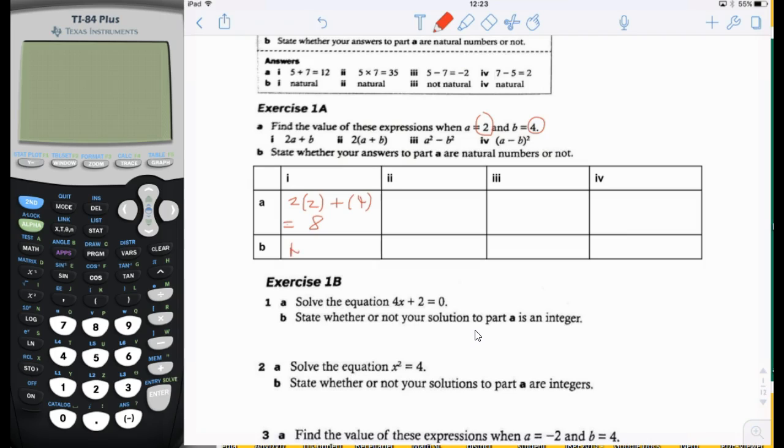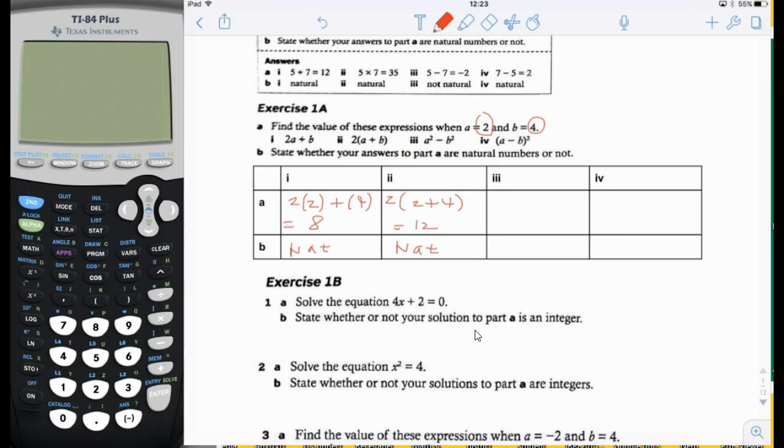Yes, natural. Okay. What about number 2? 2 times (2 plus 4). So we're going to do the parentheses first. So 2 plus 4 is 6. 2 times 6 is 12. Natural number also.